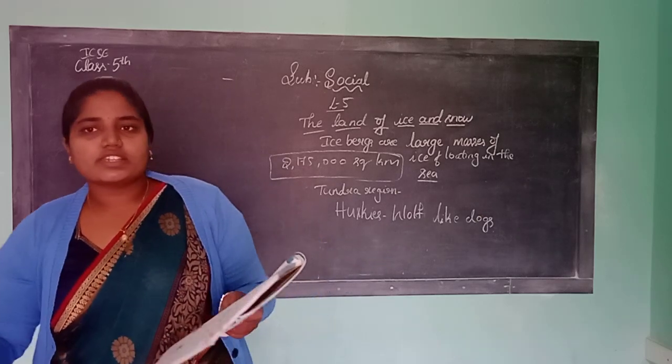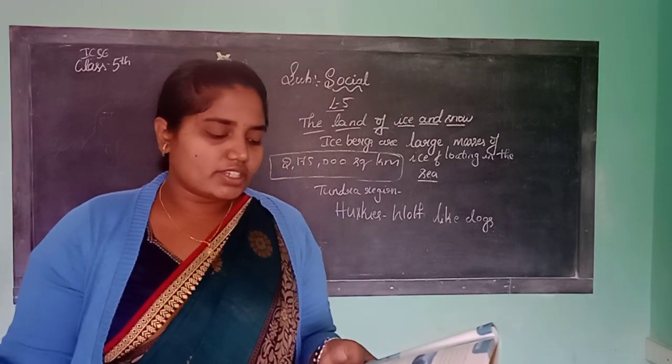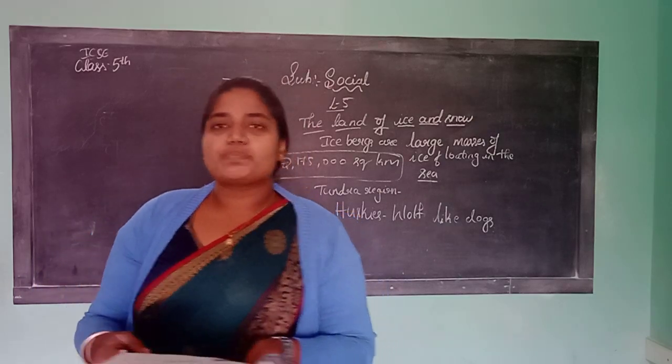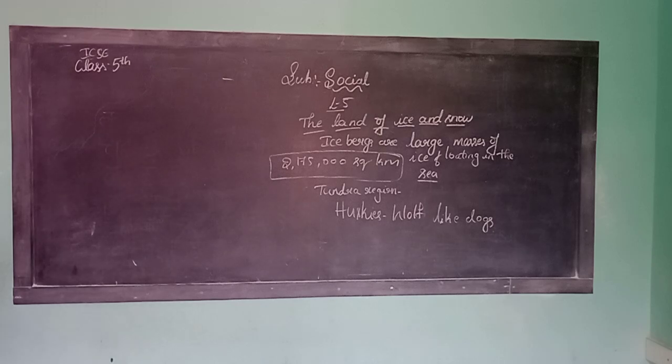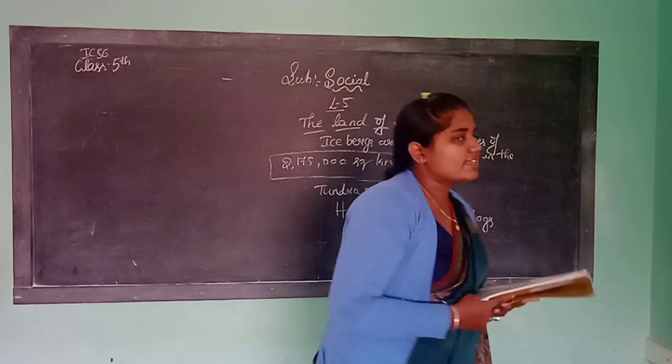So seals and whales, these animals we can see near the coastal region. They are hunted by the people. What is the main occupation of these people? Fishing and hunting. So what is the occupation of Greenland people? Fishing and hunting are the occupation of these people. So all these topics we learned in the last class.